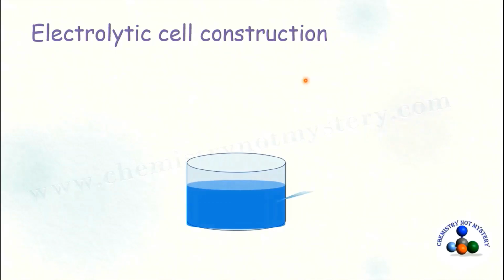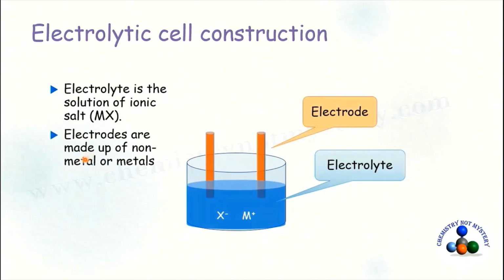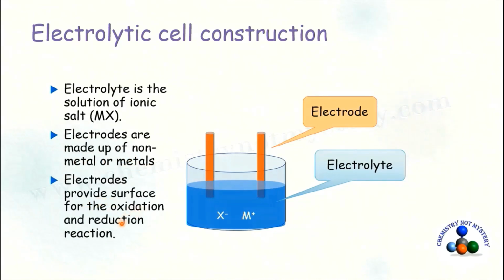For the construction of electrolytic cell, electrolyte is required. Electrolyte is the solution of ionic salt, which can conduct electricity. And these are the electrodes. Electrodes can be made up of metals or non-metals. They provide the surface for oxidation and reduction reaction. In electrolytic cell, these electrodes are connected with the battery. One of the electrodes is connected with the positive terminal of the battery and another electrode is connected with the negative terminal of the battery.